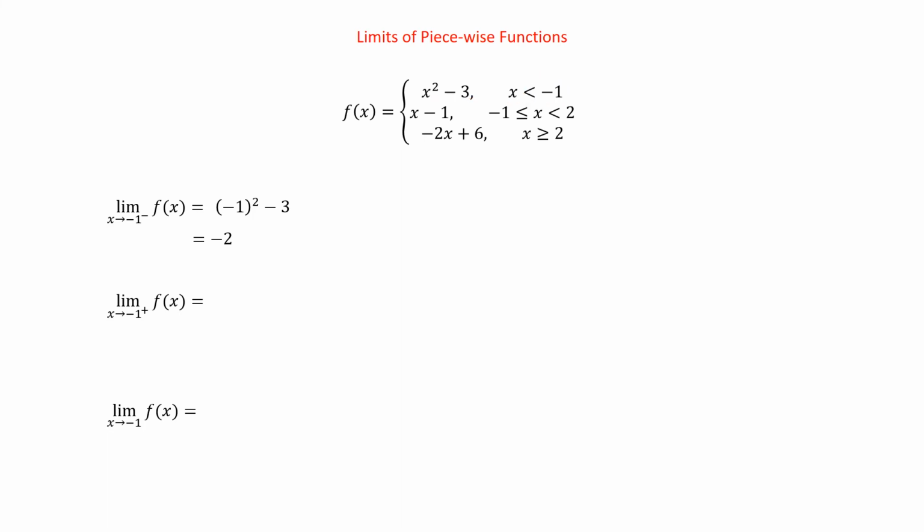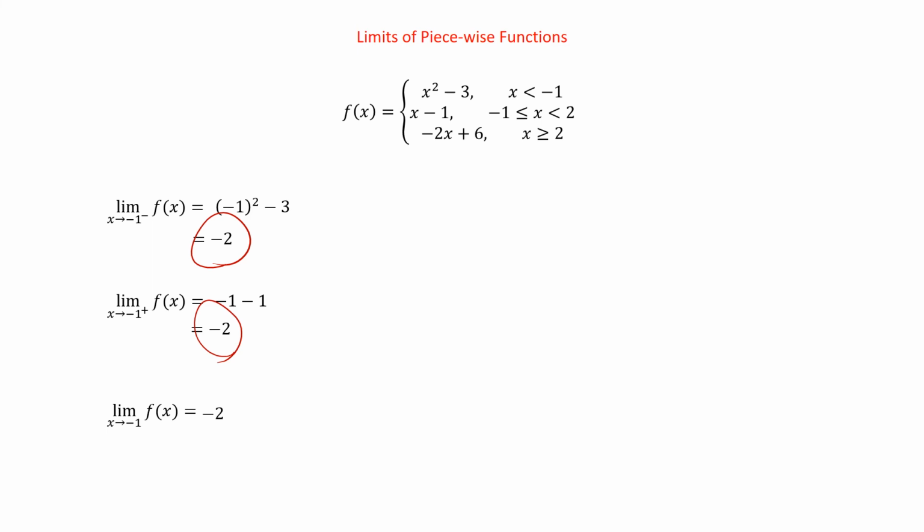Next, we're going to look at when x approaches -1 from the right. For that, you want when x is bigger than -1. So we're going to use the middle equation, plug in -1, -1 minus 1 is -2. And then for the limit itself to exist, these two things have to be equal. They are equal, so the limit exists, and it equals -2.